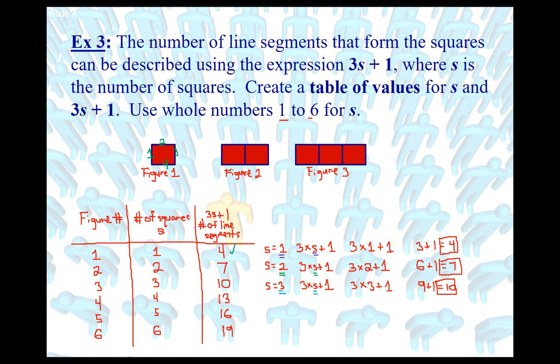This one has 1, 2, 3, 4, 5, 6, 7 line segments. Again, that's confirmed there. And in this figure, it'd have 1, 2, 3, 4, 5, 6, 7, 8, 9, and 10. Again, that's also confirmed.